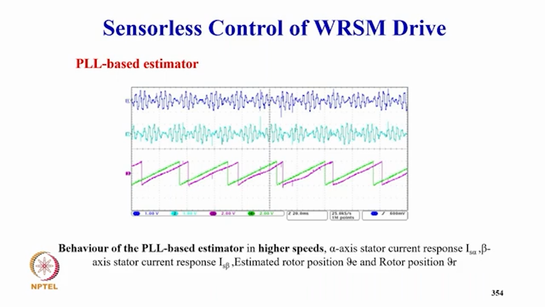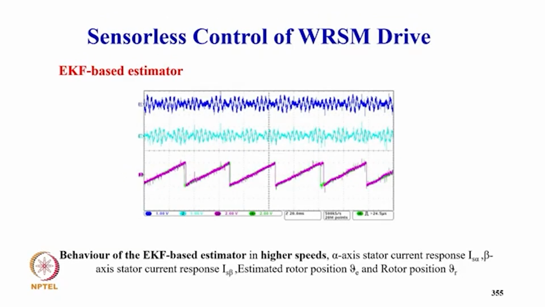And this is the typical behavior of the PLL estimator at higher speed. You see the alpha axis response and the beta axis response, and the estimated position and rotor position. And the behavior of the extended Kalman filter based estimator at higher speed with the different signal.